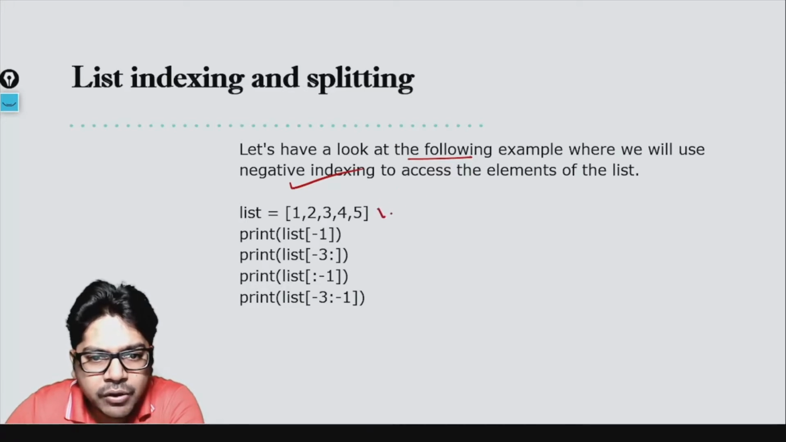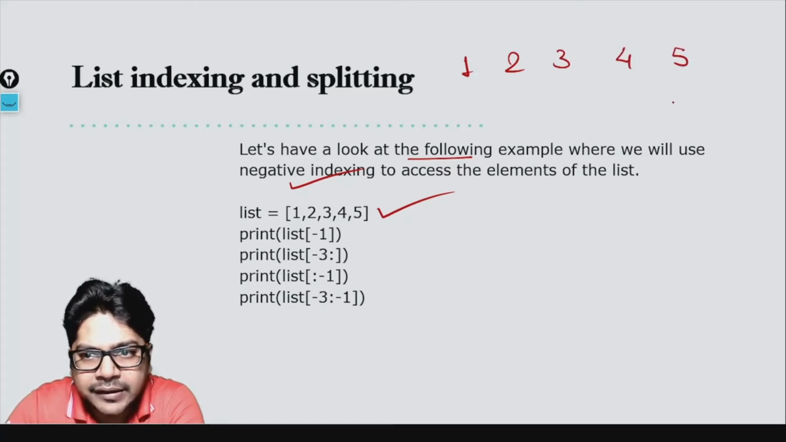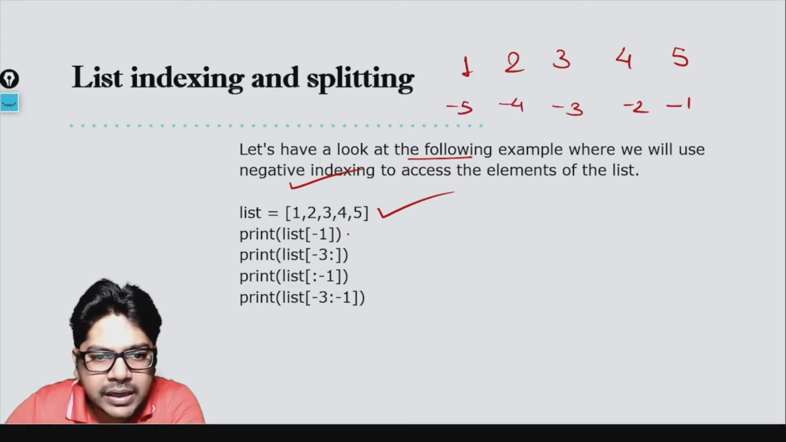So we have a list of 1, 2, 3, 4, 5. These are the elements that we have. The negative indexing will be -1, -2, -3, -4, -5. So what we are printing is list of -1. When you are printing list of -1, which item will you get? You will get 5, the last element.